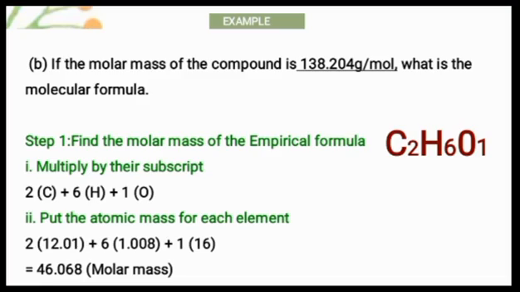Therefore, step 1, multiply by the subscript, which is 2 times C plus 6 times H plus 1 times O. Put the atomic mass for each element. This will give you 2 times 12.01 plus 6 times 1.008 plus 1 times 16. This will give us a molar mass of 46.068. This is the molar mass of the empirical formula.